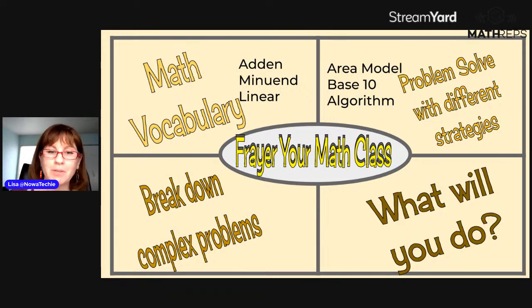Also, we're going to be looking at how you can problem solve with different strategies, which is probably my favorite way of using the Frayer model. We're also going to break down complex problems because so many times we have complex problems, especially when it's a word problem, two-step word problems, kind of like working out what you need to do. Sometimes using that with the Frayer model is really, really helpful to students.